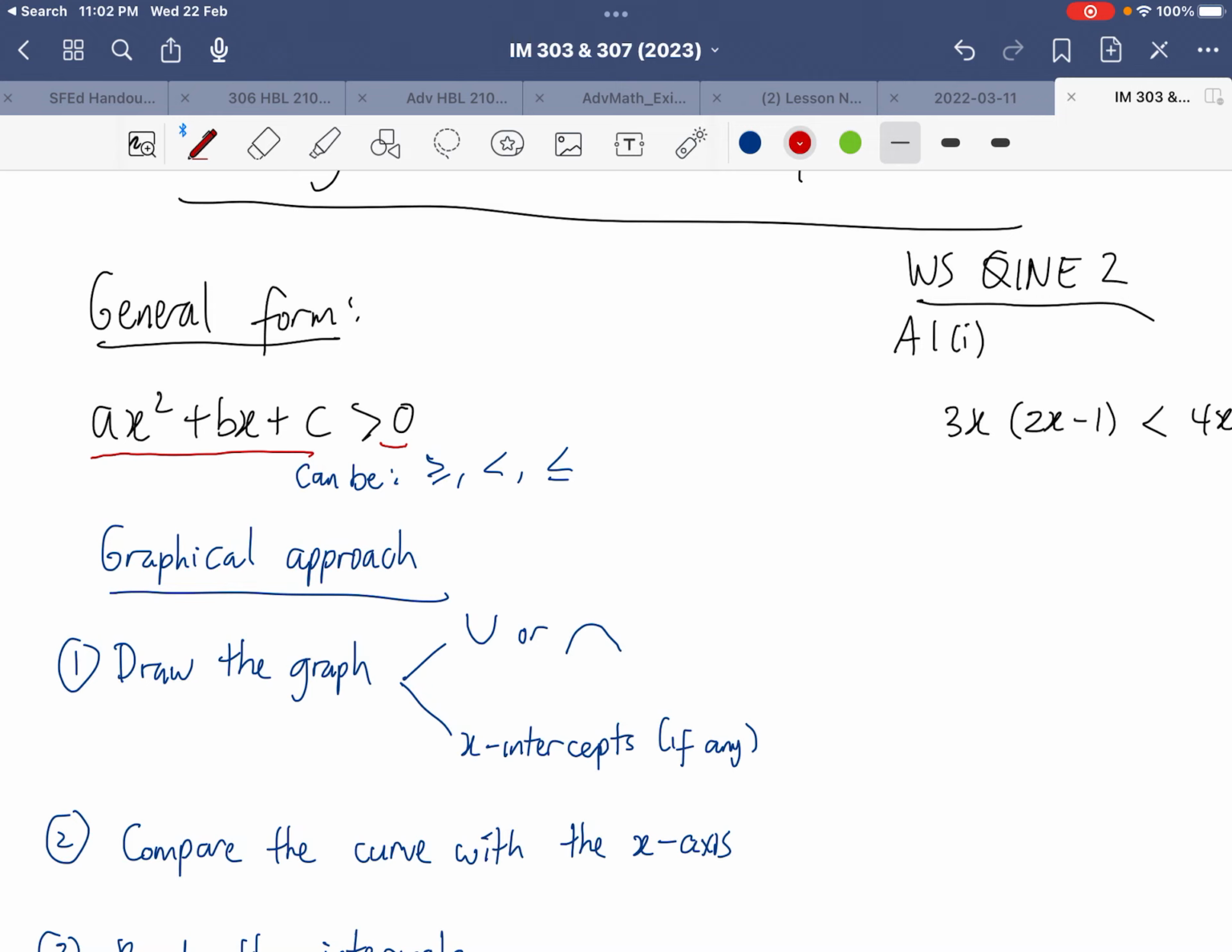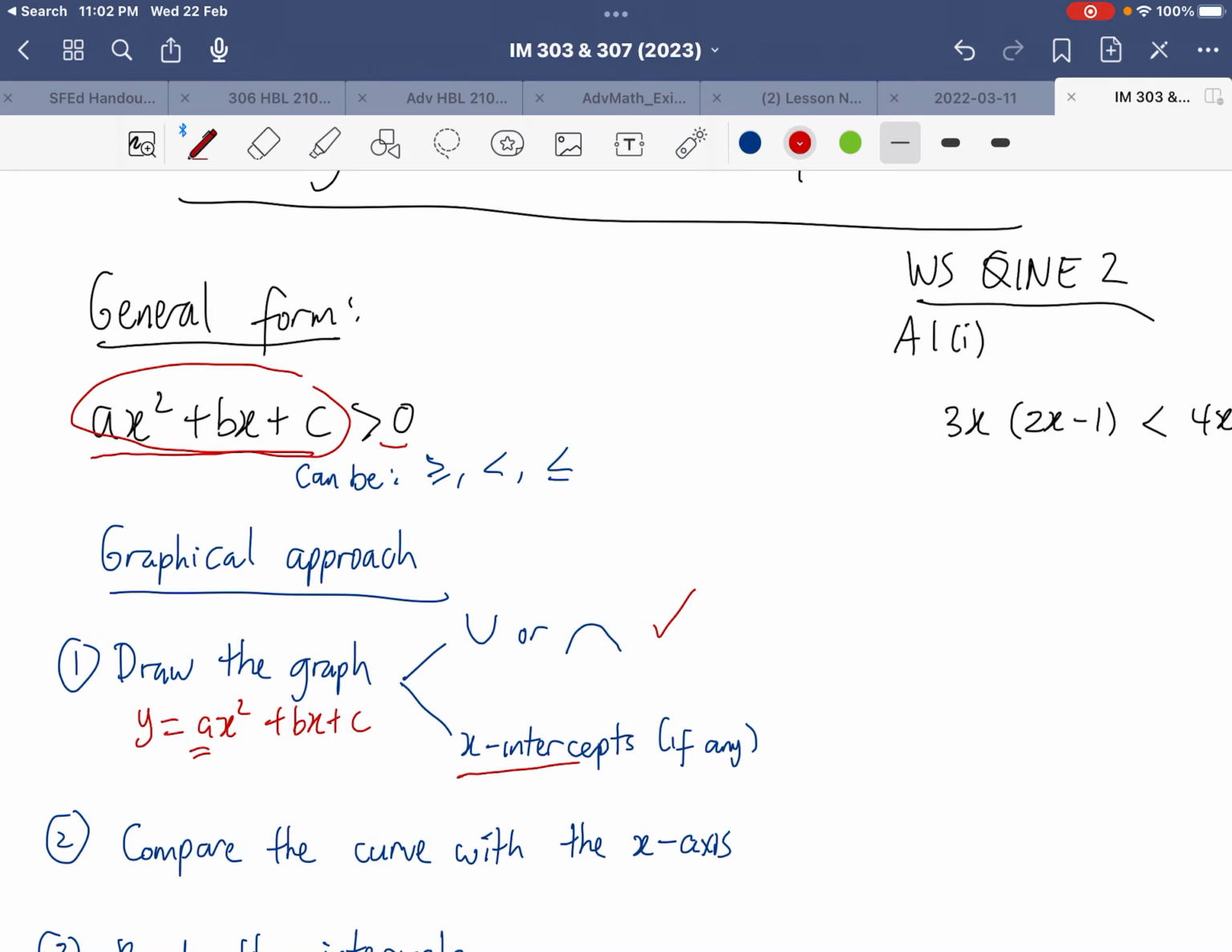So first of all, we need to draw the graph. What graph? The graph that is on the left-hand side, which is the graph y equals ax squared plus bx plus c. Then go back to the basics. You need to infer the shape. The shape can be inferred from the a, the coefficient of x squared.